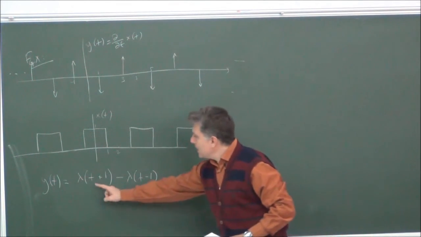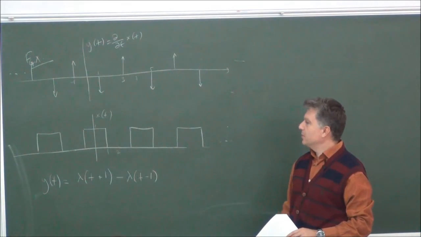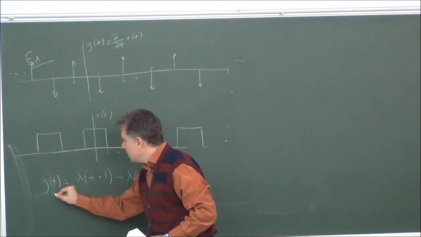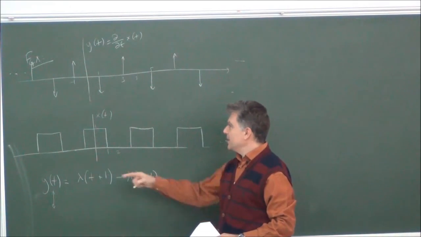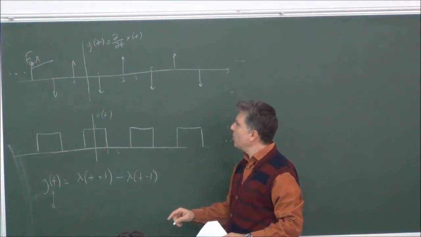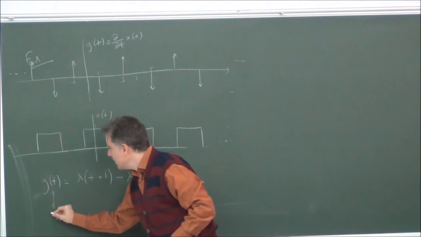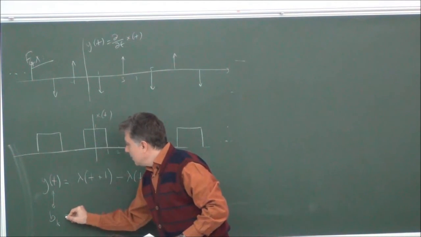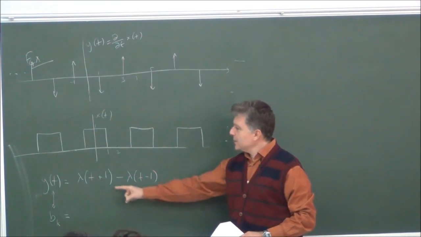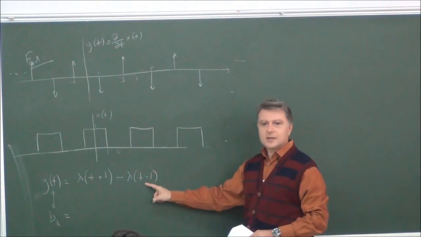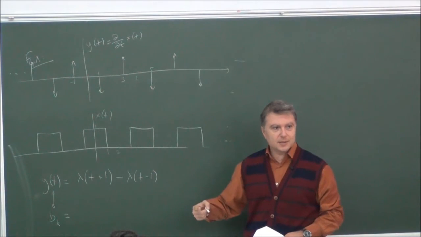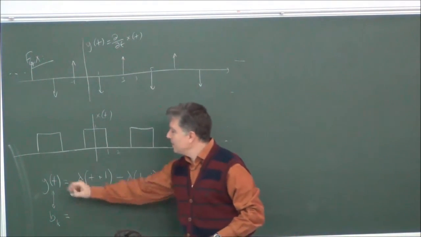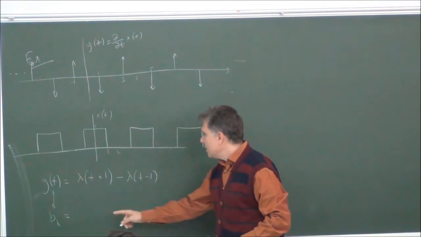Now, what does this make in terms of the Fourier series coefficients? The Fourier series coefficients of y of t, let's call them again bk, is equal to the Fourier series coefficients of this one minus the Fourier series coefficients of this one, because of the linearity property. When we combine these two, then we will have the Fourier series coefficients.